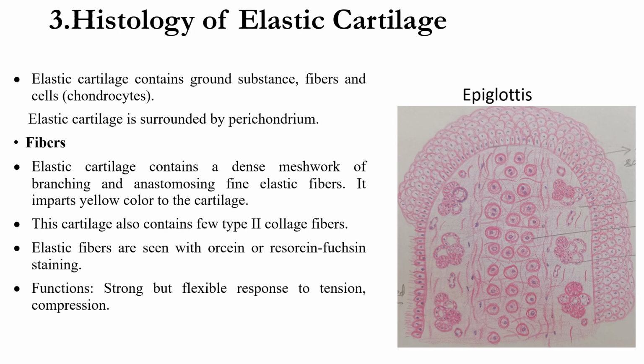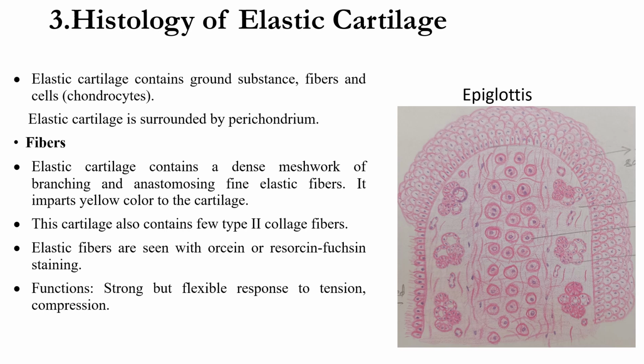And if we see the fibers in elastic cartilage, more amount of elastic fibers are there which have a branching tendency. They anastomose and they impart yellow color to the cartilage. And very few amount of type 2 collagen fibers are also there. And elastic fibers can be seen by using special stains like orcein or resorcin-fuchsin staining. And the most important function of elastic cartilage is it provides strong but flexible response to tension and compression.